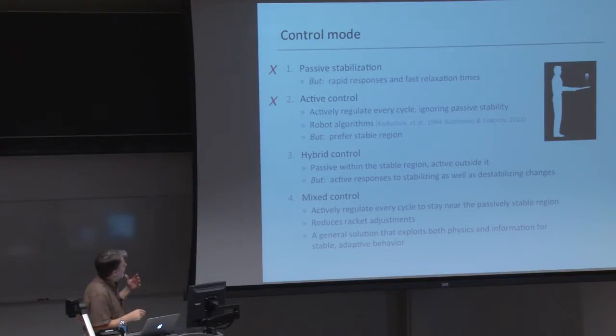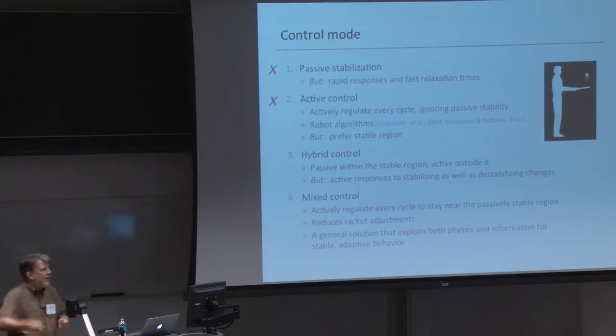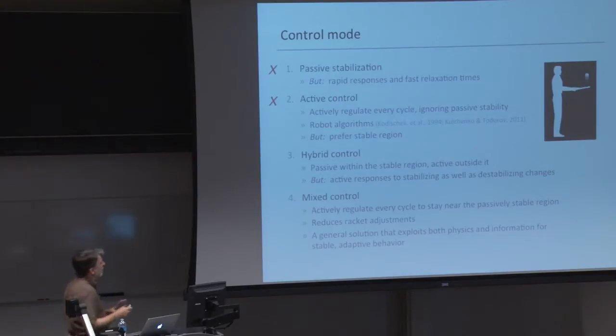Well, so what about some sort of combination like hybrid control, where you're passive if you're in the stable region, but then you make active corrections if you're outside the stable region? But I just showed you that people make active responses to stabilizing perturbations as well as destabilizing perturbations.